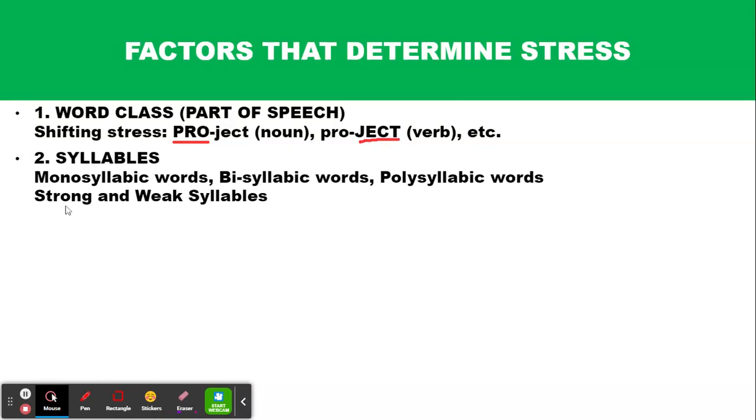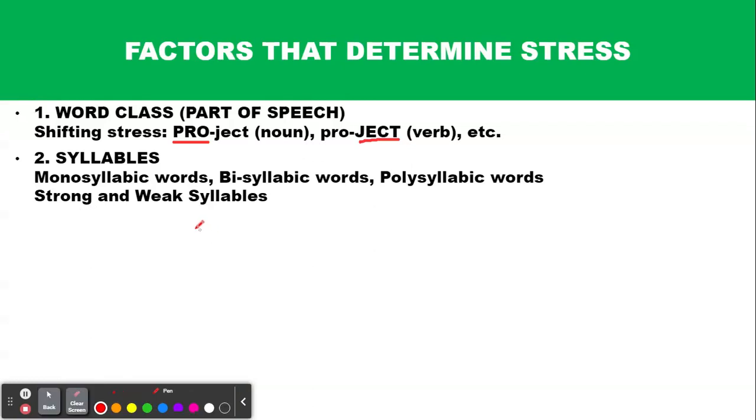Then the second factor that determines stress is syllables. You have words that can be classified according to the number of syllables they contain. Monosyllabic words are words that contain one syllable. Bisyllabic words contain 2 syllables, and polysyllabic words contain 3 or more syllables. Then we have strong and weak syllables. Some syllables can be described as strong or weak depending on the type of vowel sound it contains.